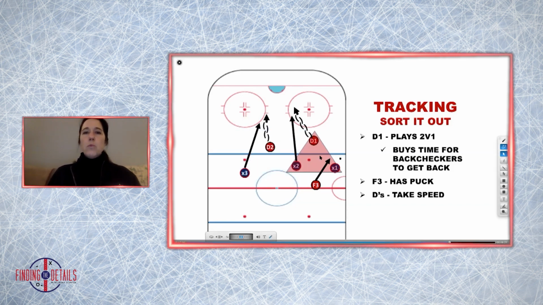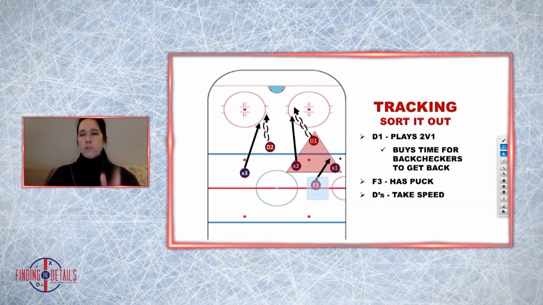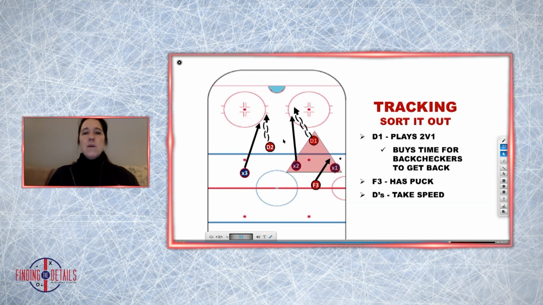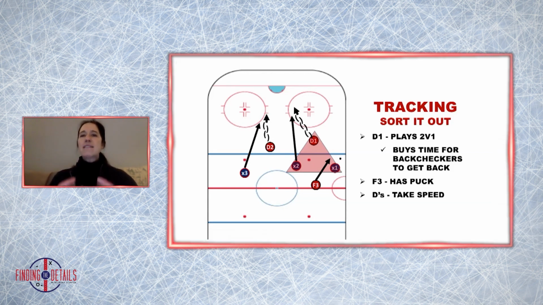So what has to happen is your puck carrier has to play this 2-on-1, to buy time for your back checker to get back and help out. Our rule is our D always take the speed, and our first forward back either has the puck or they have the highest player, whoever ends up being the highest player. So let's watch some video to see how this sorts itself out.